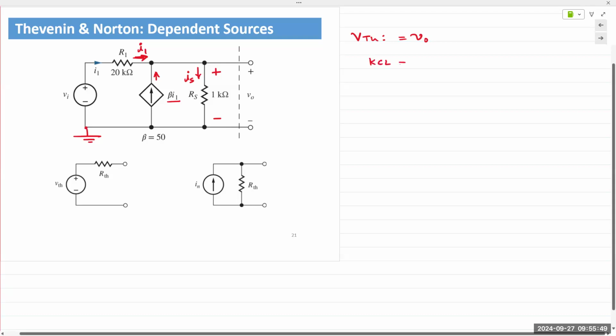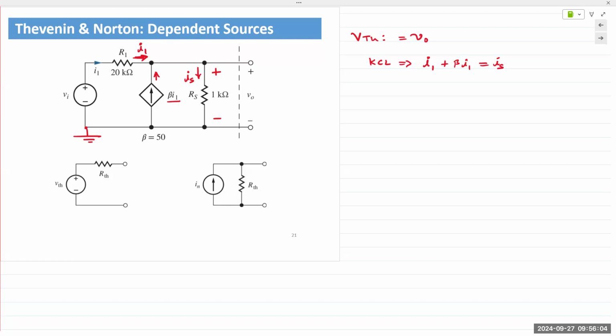So apply KCL and I can write I1 plus beta I1 is equal to IS. Two currents entering, one current leaving. Right? I1 plus beta I1 is equal to IS. Make sense? Then we describe each one of these currents in terms of the node voltages.